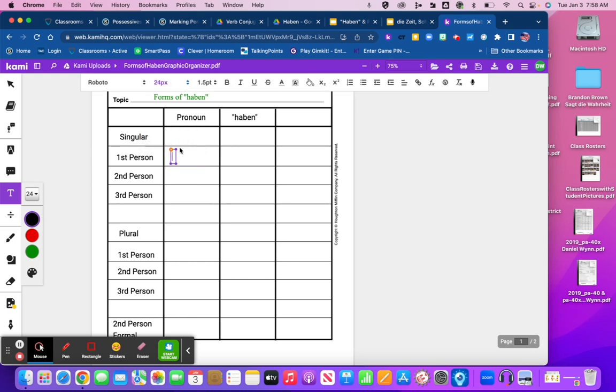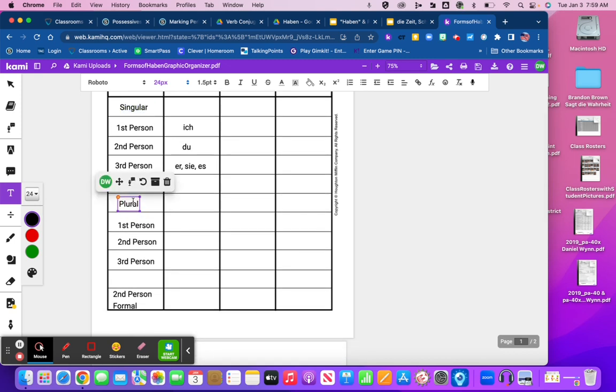Do you remember the first person is I, or in German, ich? So type in ich for I, or the first person singular pronoun. Do you remember second person? How do you say you in German? Du. Third person would be he, she, it, which is er, sie, es. Er, sie, es are all third persons singular. Take note that singular means we're talking about only one person.